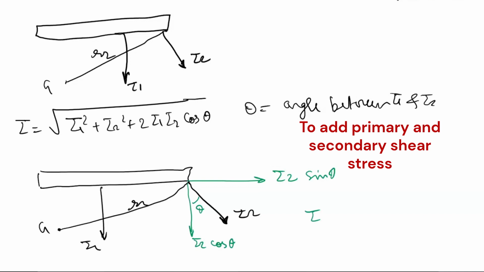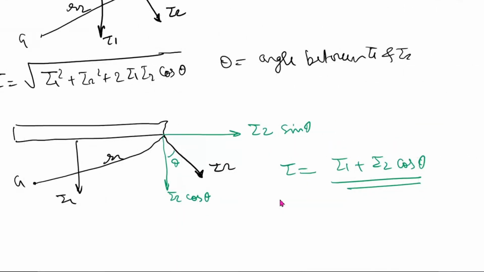So what will be tau here? Tau will be tau 1 plus tau 2 cos of theta. Here I have added it algebraically because both are acting in direct vertical direction, and here I cannot add because this is a total force. We have to add on the resultant component of this. So either you do it like this or you do it like this, you should get the same answer. I hope the things are clear to here. Yes, sir.